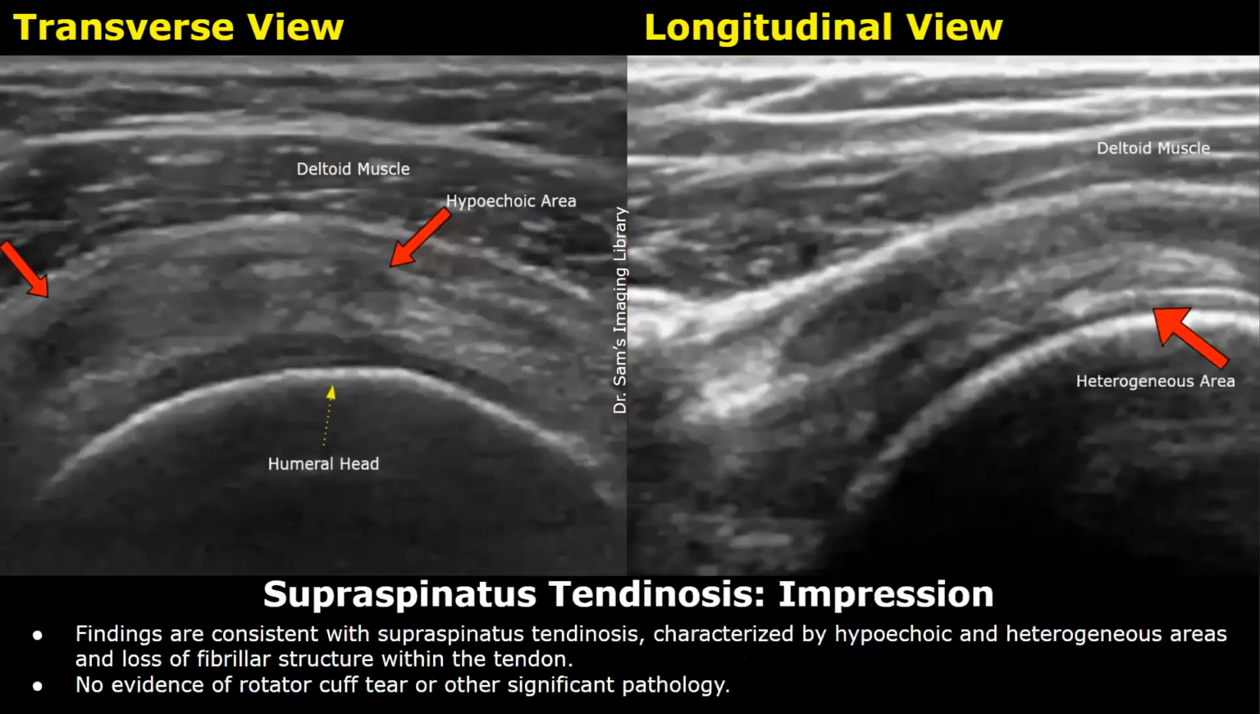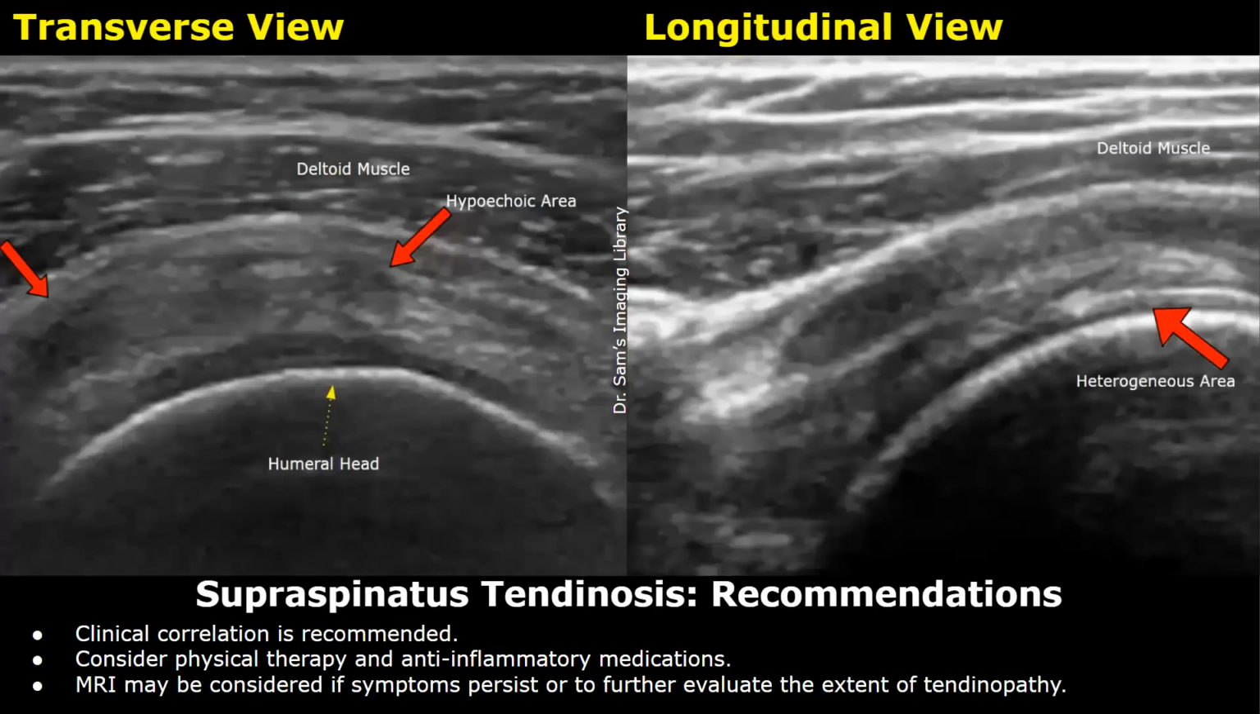And here is the impression. Findings are consistent with supraspinatus tendinosis, characterized by hypoechoic and heterogeneous areas and loss of fibrillar structure within the tendon. No evidence of rotator cuff tear or other significant pathology.